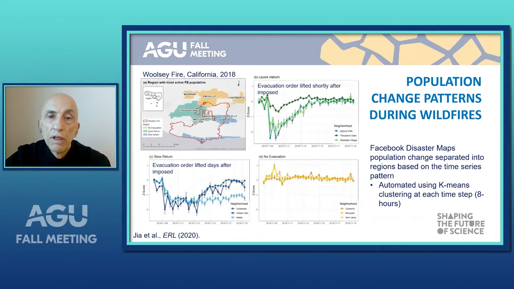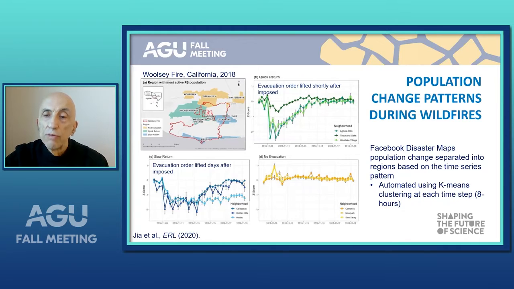So here we have examples of the Woolsey fire. On the left panel, upper left side, you see the actual locations. On the right panel, on the top, it's the actual quick return evacuation. Order lifted shortly after, and then the population returns, and you see the different locations, how they return faster. On the lower panel is when the return is slower, and in the last panel on the right is, in fact, when there's no change, no evacuation.